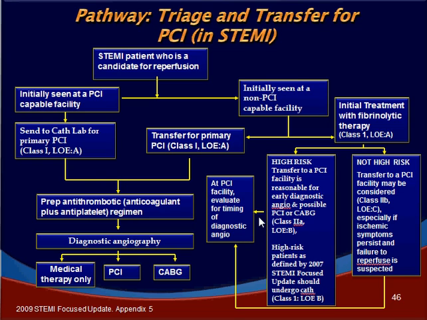So at the PCI facility, these are evaluated for the timing and the diagnosis of angiography, when angiography has to be done. Suppose the patient does not belong to the high risk, transfer to a PCI facility may be considered. It is not an absolute thing, especially if ischemic symptoms persist and failure of reperfusion is suspected. So this is in a nutshell the triage of patients with STEMI who attend the PCI facility and a non-PCI facility.